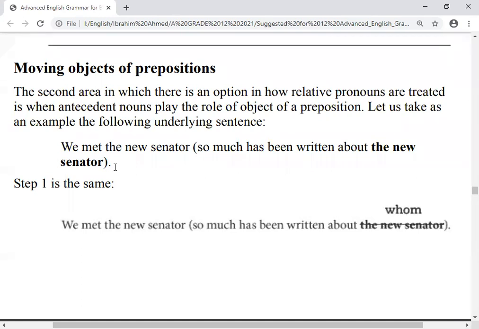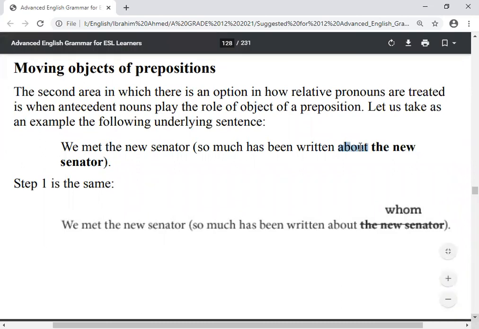We met the new senator. So much has been written about the new senator. So the first step is the same. We replace the new senator with the suitable pronoun, because we have the object of a preposition. I'll use whom because they talk about a human being.